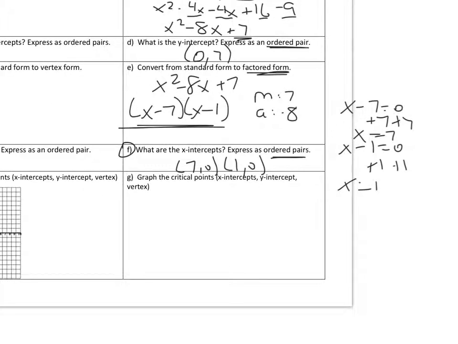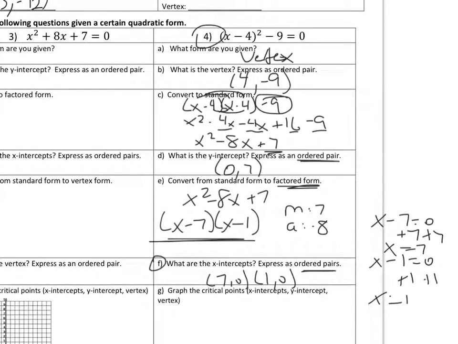Now it says graph the critical points: x-intercepts, y-intercept, and vertex. Let me just quickly write this down. I got my vertex is 4, negative 9. Got my y-intercept is 0, 7. And I got my x-intercepts are 7, 0, and 1, 0. Sorry about that, I went to the other page, but let's try this out. Let me get a quick sec.